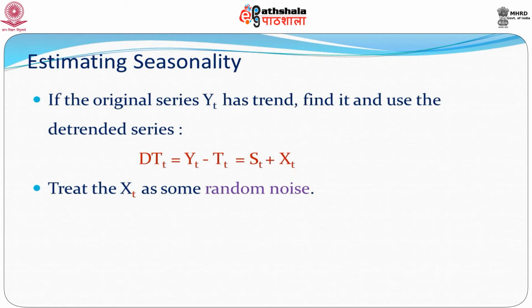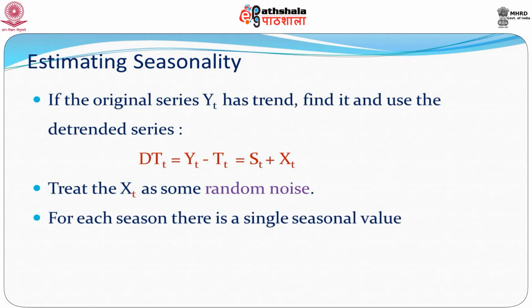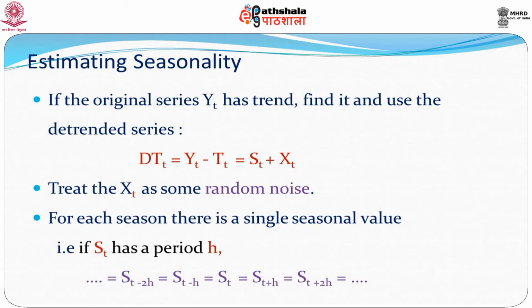Treat the xt in this case as some random noise. For each season there is a single seasonal value, so that if we have h period seasons, in case of weeks it will be h equal to 7, in case of months it will be h equal to 12, for quarterly data it should be equal to 4. Then obviously for each of the years the seasonal component would be the same. So what we mean by this is that the seasonal component of July in 2015 would be the same as the seasonal component of July in 2014 or 2013, etc.